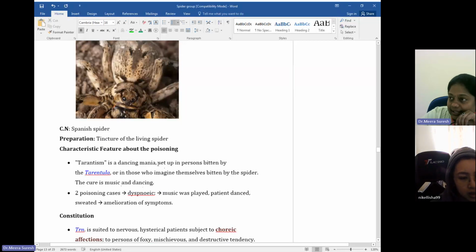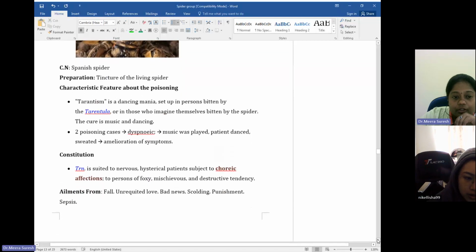And because of this dancing mania, the person dances, it's a kind of treatment also. That was termed as tarantism, and the term was given as tarantula. And this feature we can see while proving, we got the symptom like the patient is having much amelioration from dancing and also music. Music is actually ameliorating this person. So that's the importance of tarantula and its poisoning.